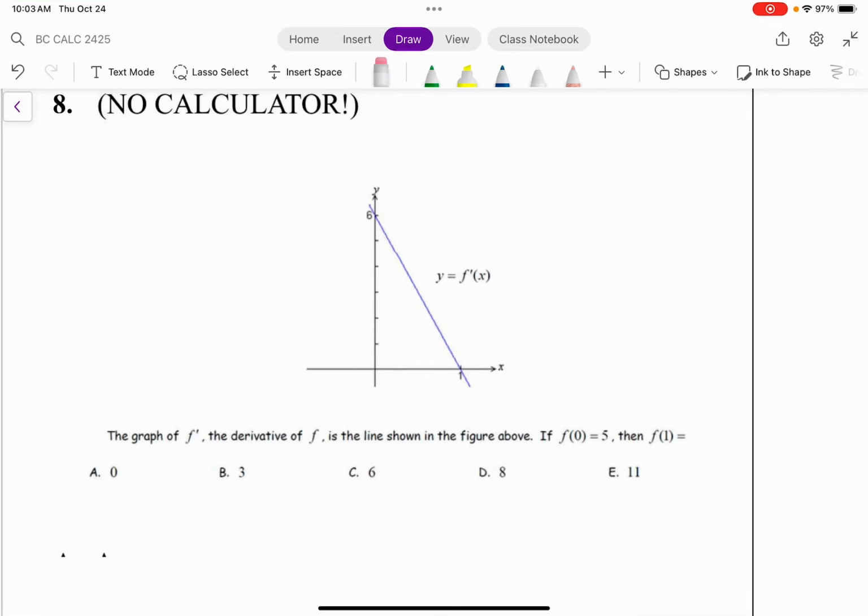Okay, in this problem it says we've got a graph of f prime, the derivative of f, and it's the line shown in the figure. F of 0 is 5. We need to find f of 1.